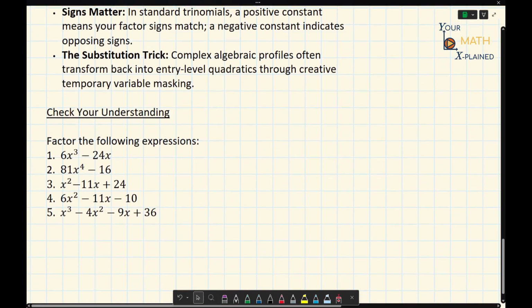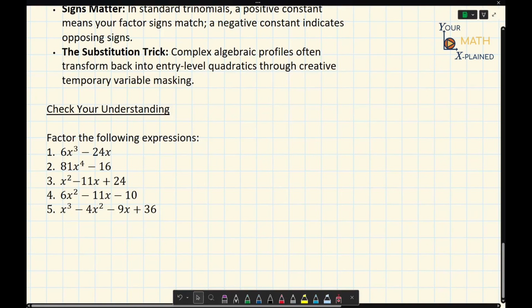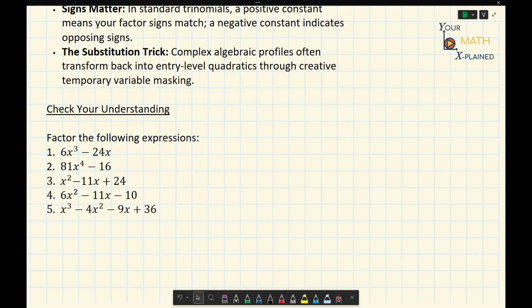And now it is your turn to give this a try. Can you find the solutions to the problems on the screen here? Make sure to leave your answer in the comments below and let us know what other quadratics topics you'd like to see in the future.